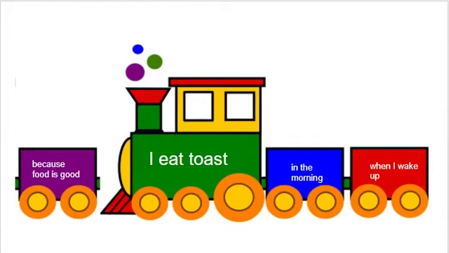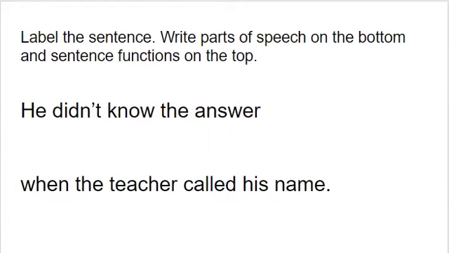Okay, the point is as long as I've got that core independent clause, at least one of them, then I can add all sorts of other parts onto the sentence, and my sentence should still function grammatically as a sentence. All right, let's look at one or two more examples, and we'll call it good. Okay, he didn't know the answer when the teacher called his name.